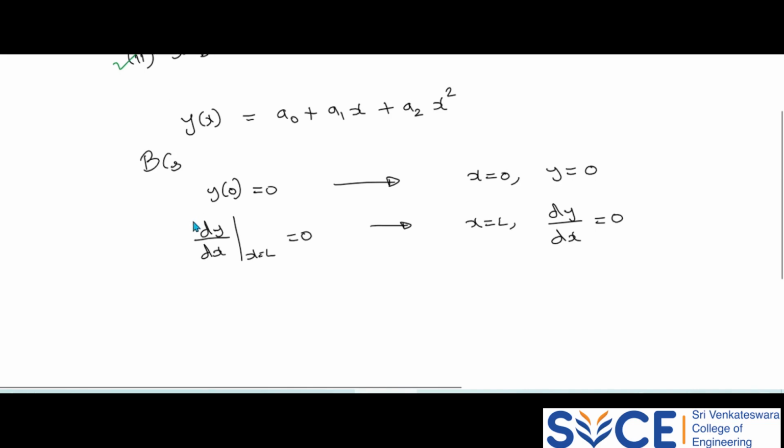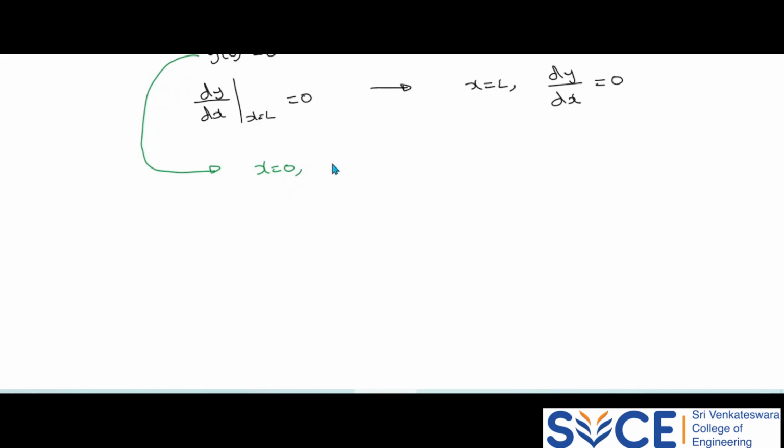Let me apply the first condition. So when x is equal to 0, y is equal to 0. So what is my equation? y of x is a0 plus a1x plus a2x square. In this particular equation we substitute x is equal to 0, and y becomes 0. So when we apply x is 0, what will we get? We will get a0 plus this is 0 plus this is also 0. So y of x is 0. So what we will get is a0 is equal to 0.